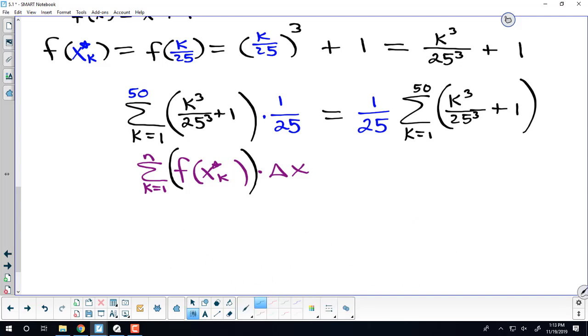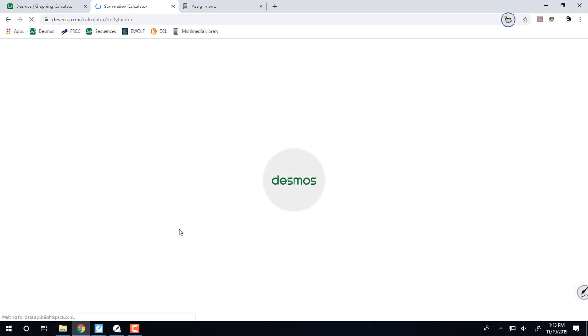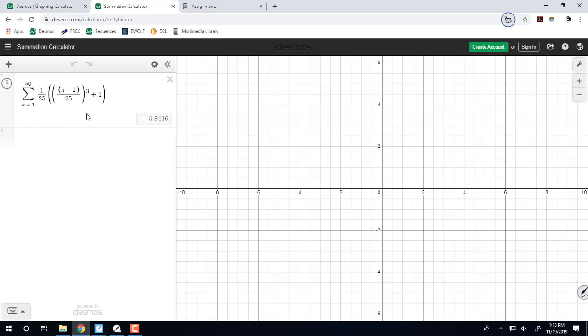And so how do we sum this up? Well, we're just going to use a calculator. And then once we talk about how to find the exact area, then we can use our hands to do that. But I did link a summation calculator here under announcements, and it's just Desmos. So the thing to be aware of is that their sum is predefined as n. So instead of writing out like our definition has k, we're just going to replace our k's with the n's. It's the same thing.